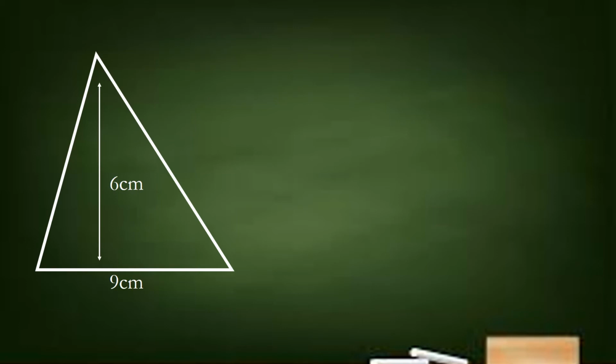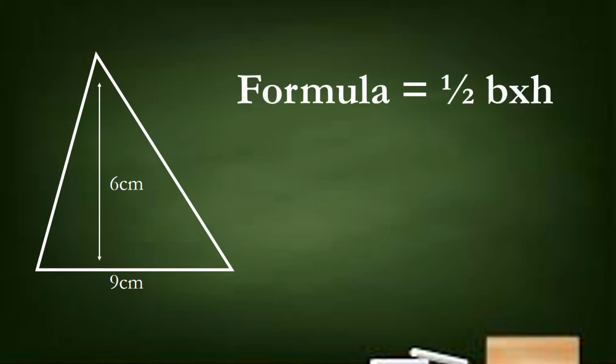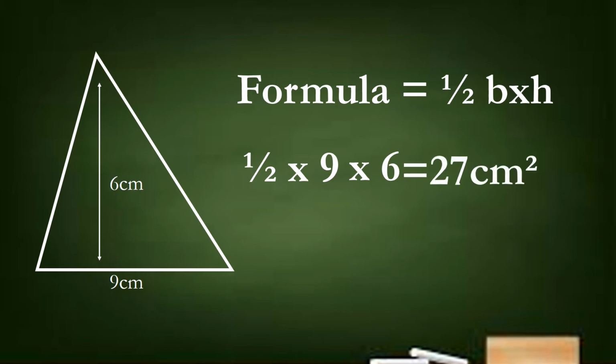Okay, let's have a look at the next question. We have a triangle here. We've got a height of 6 centimetres and a base length of 9 centimetres. So we'll go and have a look at our formula, which is half of the base times height. So let's pop these numbers in. We've got half times 9, which is our base, times 6, which is our height, and we should come up with the answer of 27 centimetres squared.